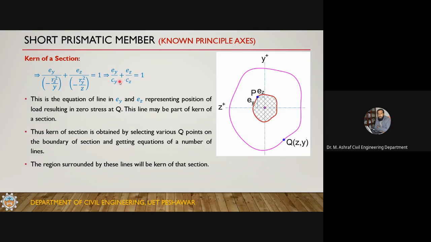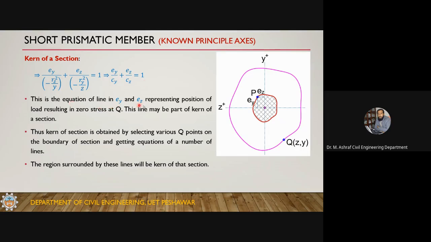So you need just to know the CY and CZ values, and this is the line equation. This line, not the whole line, but a part of the line, will become a part of the kern of a section. And we'll discuss this in an example.